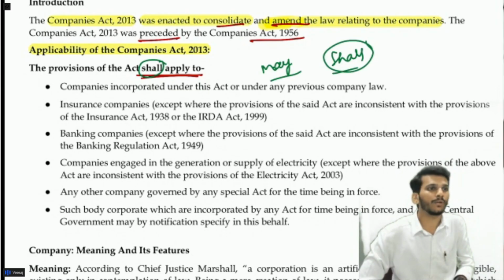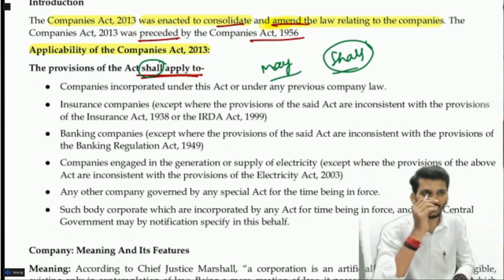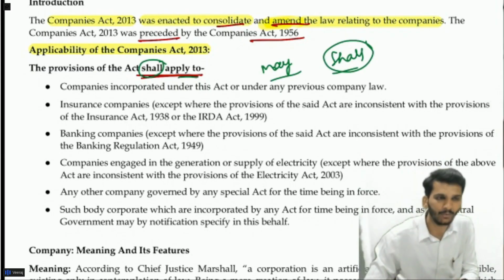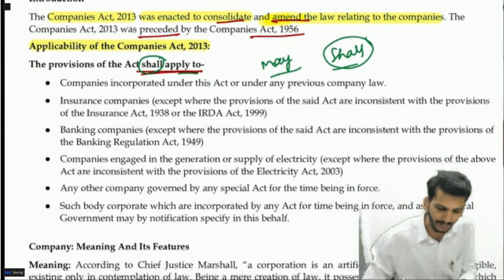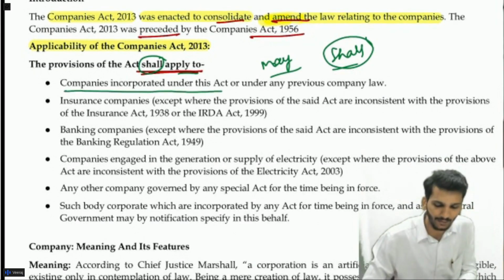For example, you shall come to class at 10 o'clock in the morning. It is mandatory. If we had made a rule that after 10 nobody is allowed into the class, then we will not allow you into the class. Shall means it is mandatory. May means it is discretionary. So it shall apply compulsorily. It is applicable to companies incorporated under this Act. What do you mean by this Act?